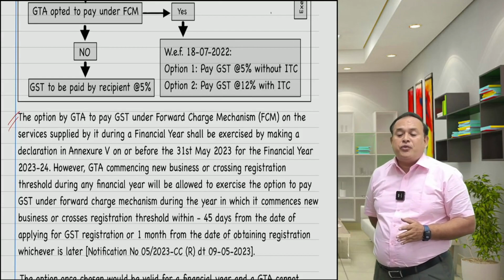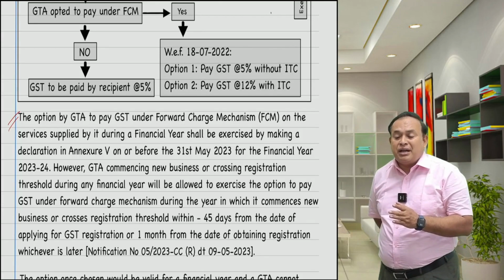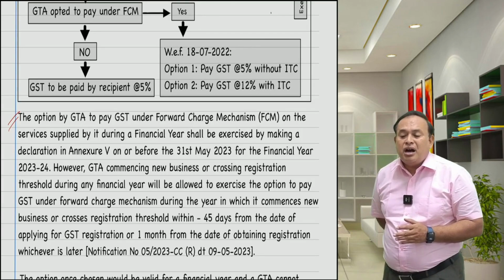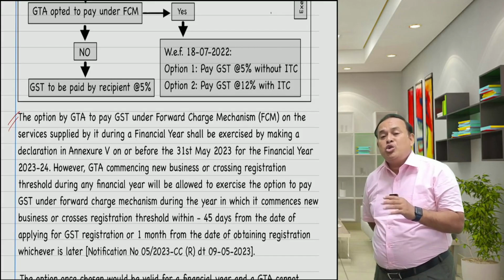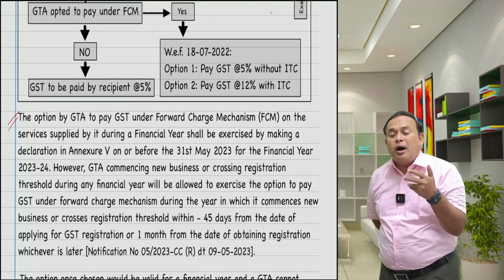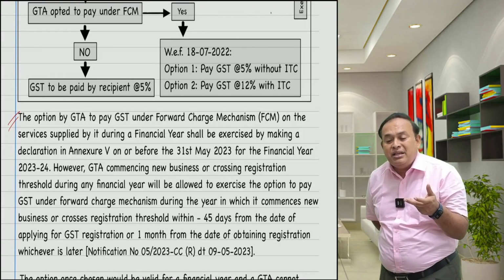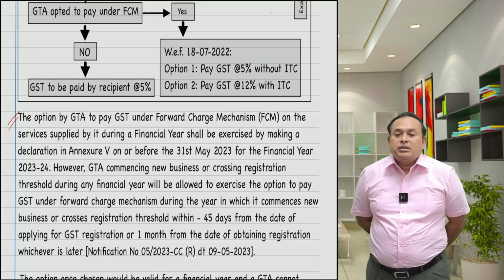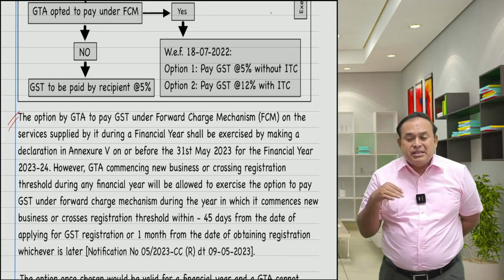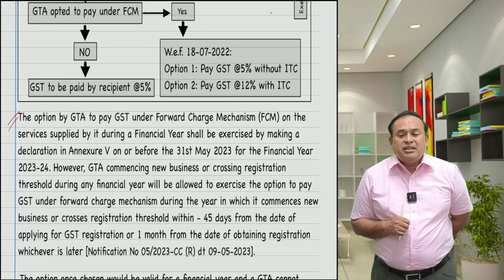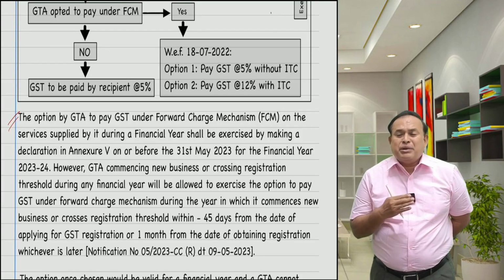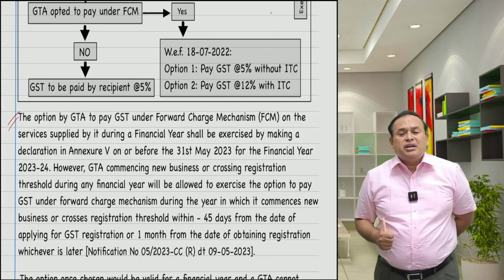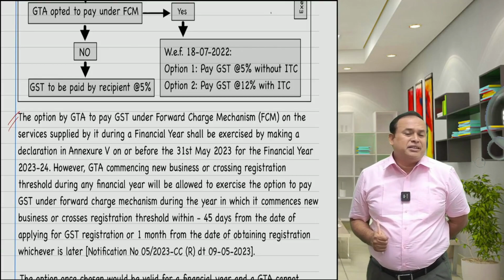The time limit is 45 days from the date of applying for registration under GST, or 1 month from the date of obtaining registration, whichever is later, within which you have to declare as a GTA to opt for forward charge by submitting Annexure 5. That means if the GTA commences the business in the middle of the financial year, today I am going to start my GTA. I am the GTA. I cross the limit of 20 lakhs turnover in the state of Tamil Nadu.